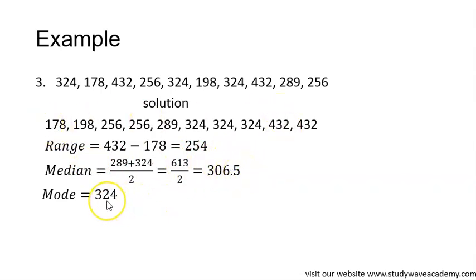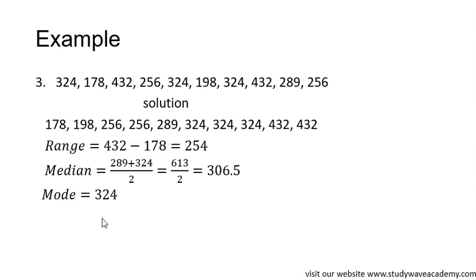Okay? And the mode is the number that appeared more. Let's look for the number that appeared more. This is only once, this is only once, this is 2 times, 256 is 2 times, 289 is once, 324 is 3 times, and the last one is 2 times. So the number that appeared more is 324. So the mode is 324. Okay? Do you understand? I hope you are not confused.